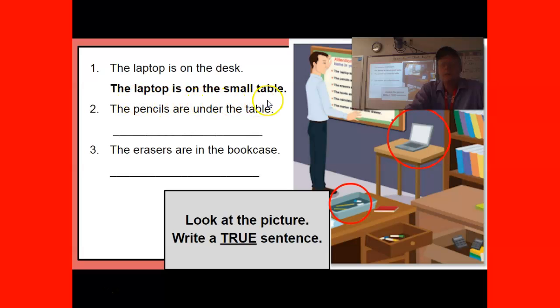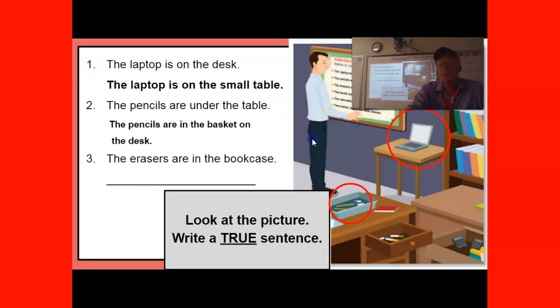The laptop is on the small table. The pencils are in the basket on the desk. The erasers are in the bookcase. The erasers are in the basket on the desk. Here they are.